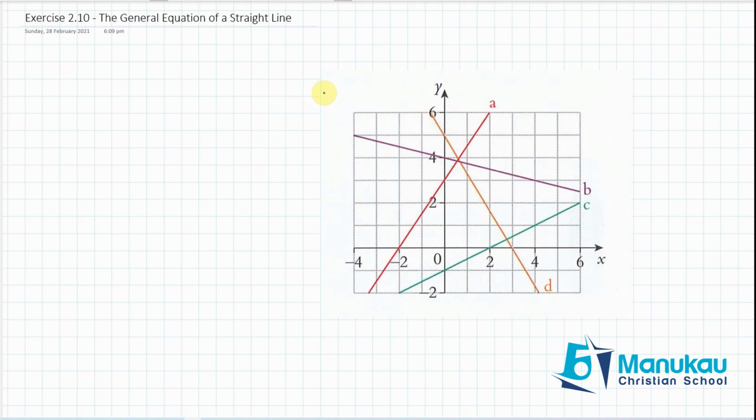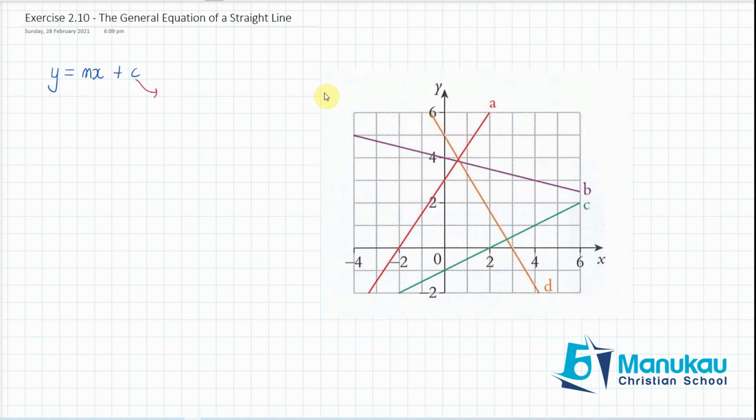Now, for most of you, I believe this will be a review. The general equation is like this: y is equal to m multiplied by x plus c. Y equals mx plus c. Now, we've got to do some definitions here.